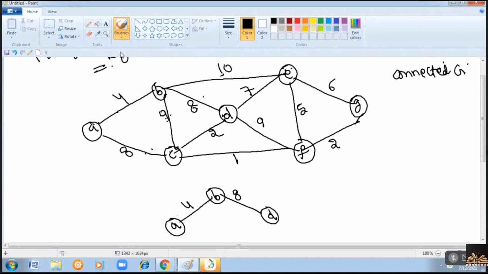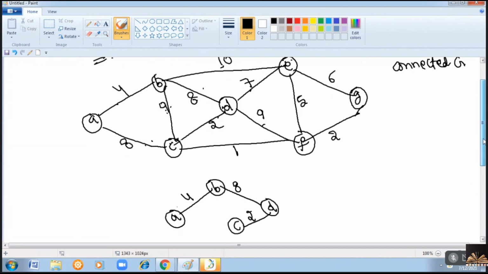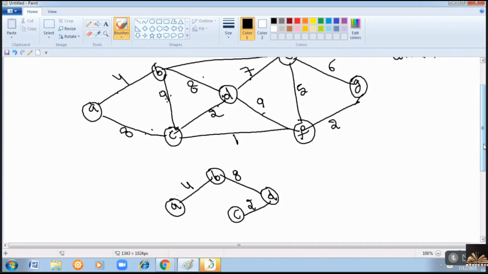Now you consider D. For D, 2, 7, 9 are adjacent, but which is minimum? C with an edge cost of 2 is minimum. Now you consider C. For C, adjacent are 9, 8, 1, which is minimum? 1 is minimum, so you can reach the vertex F.